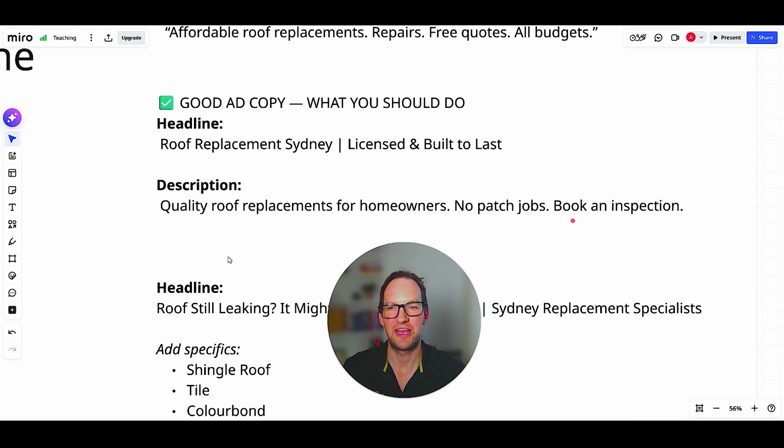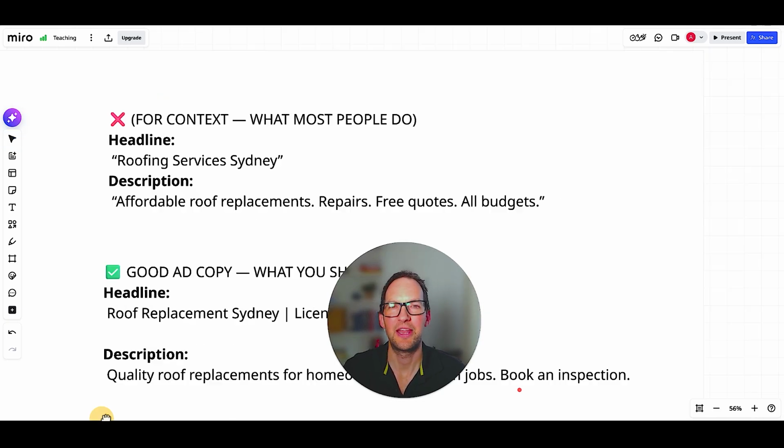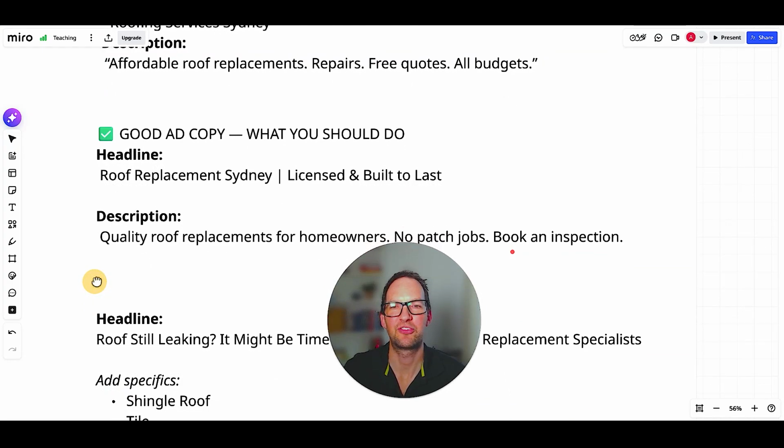Having the description, again, we're going to say "quality roofs for homeowners, no patch jobs." Having a word or phrase like "no patch jobs" is going to stop people who are looking for a quick repair from clicking on your ad, and that will save you money and mean that you get a higher quality inquiry, and not just someone looking for a quick patch job.